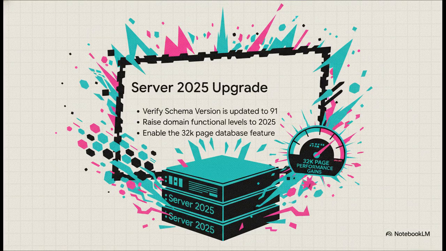Once those FSMO roles are safely resting on Server 2025, it's time to finalize. You'll verify that your schema version has successfully updated to 91. You'll raise your domain and forest functional levels to Server 2025. And as a really powerful bonus unique to 2025, you have the option to enable the new 32K page database feature. It offers massive performance gains, but be careful. Enabling it is an irreversible step.